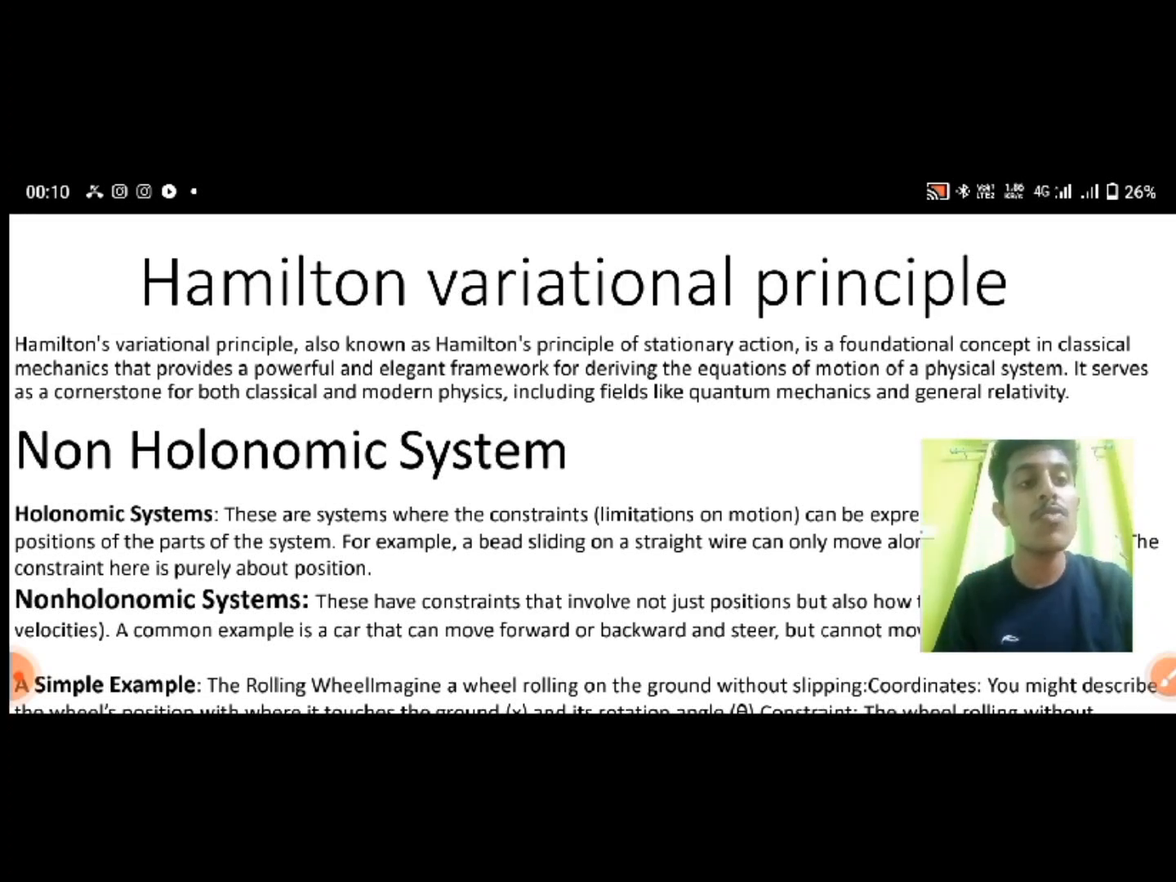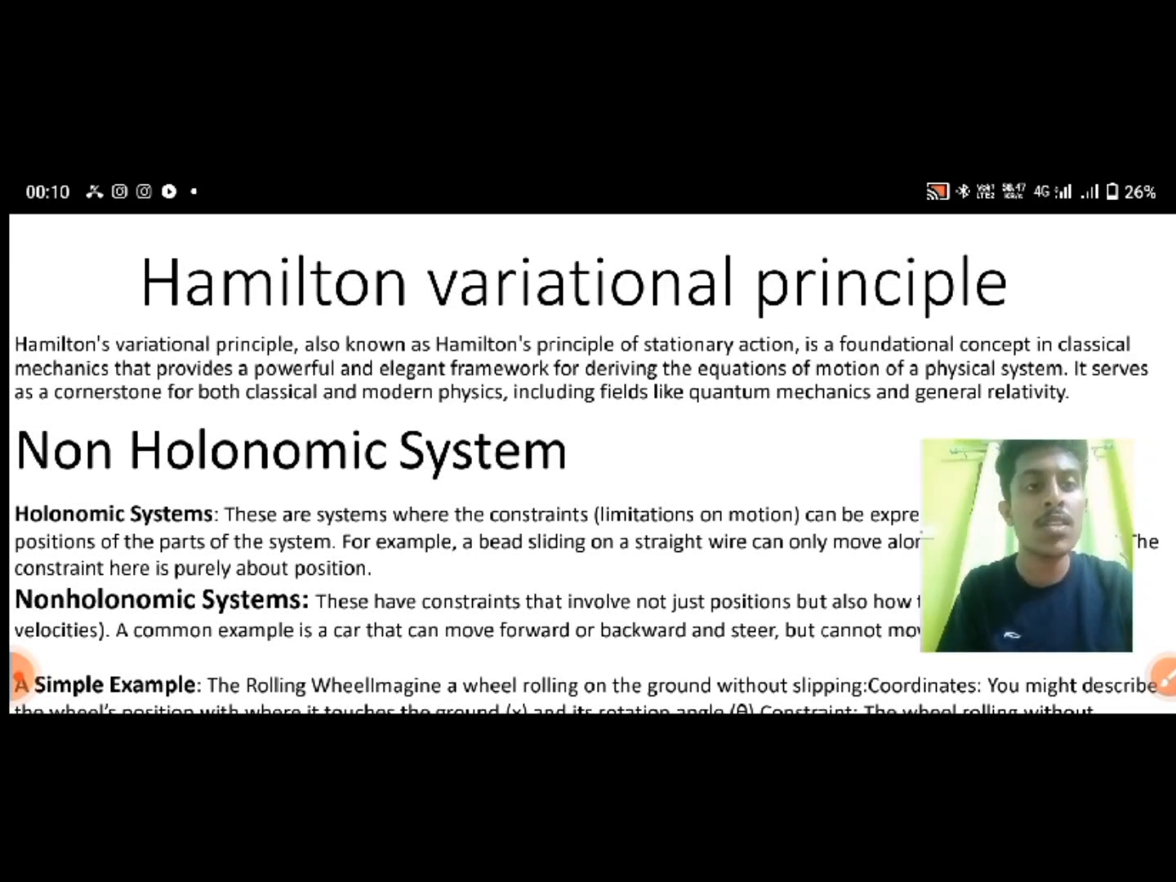First of all, what do we mean by a non-holonomic system? Before going to non-holonomic constraints, we should know the constraints. Constraints are things that impose a resistive force or restriction on the motion of a system. We can divide the constraints into types, and the two most important are holonomic constraints and non-holonomic constraints.